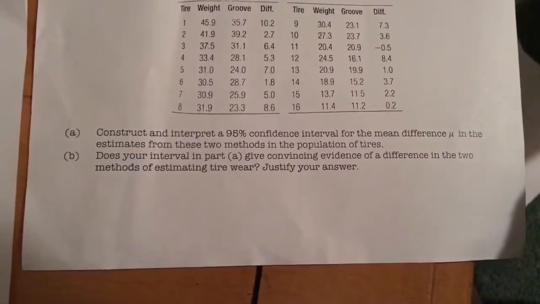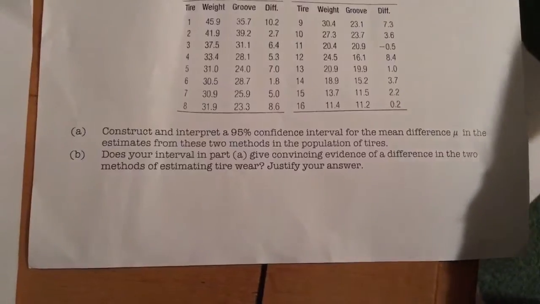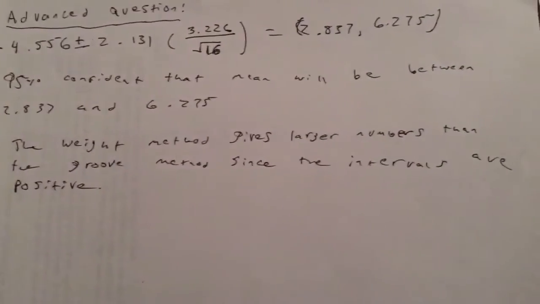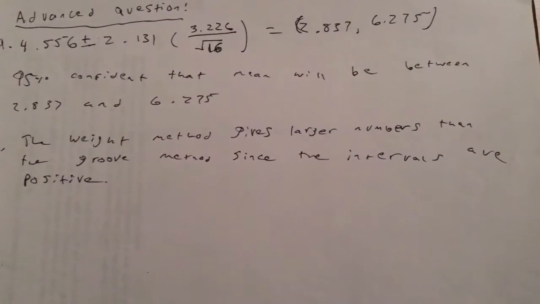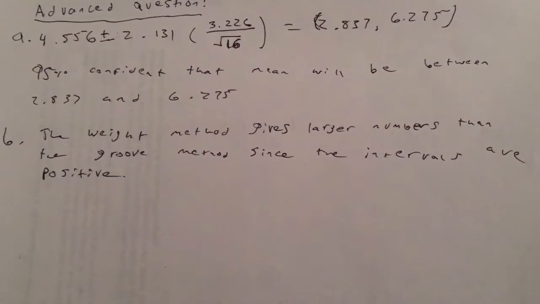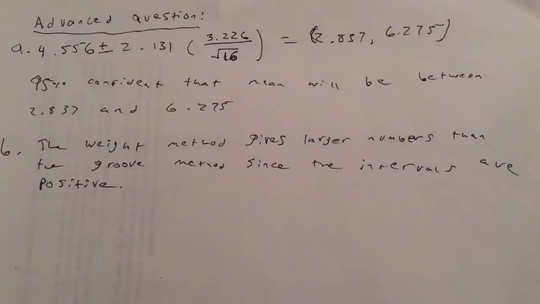Then B asks, does your interval in part A give convincing evidence of a difference in the two methods of estimating tire wear? I said the weight method gives larger numbers than the groove method, since the interval is entirely positive.